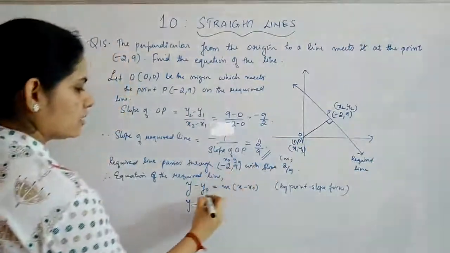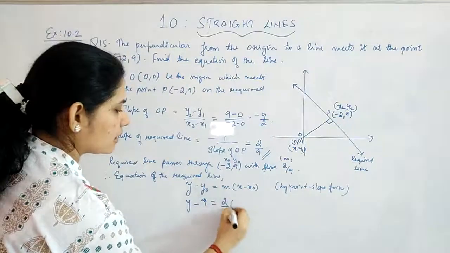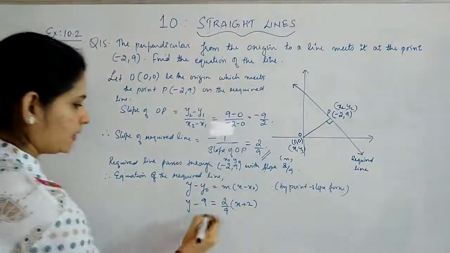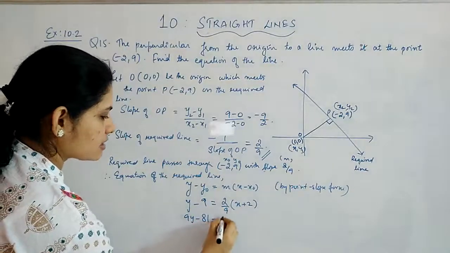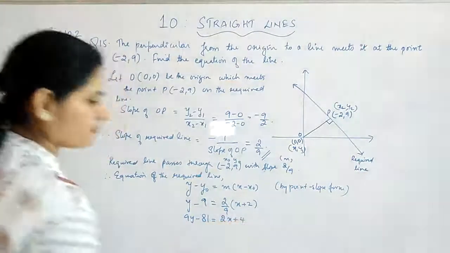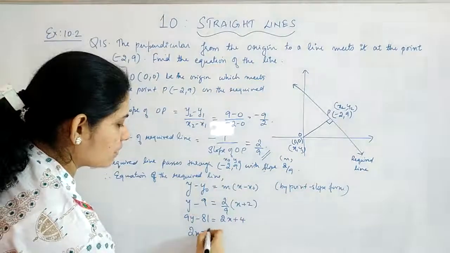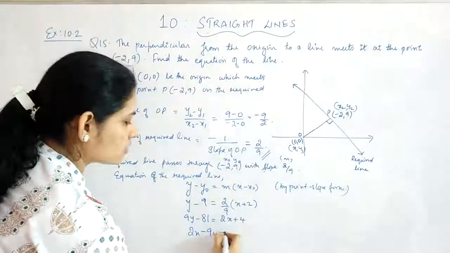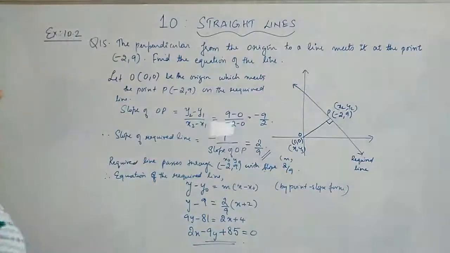So you get y minus 9 is equal to 2 by 9 into x minus x naught, which is -2, so it is x plus 2. So that 9 comes here as 9y minus 81 is equal to 2x plus 4, or 2x minus 9y, this is plus 4, this will go there as plus 81, so it will become plus 85 equal to 0. So this is the equation of the required line.